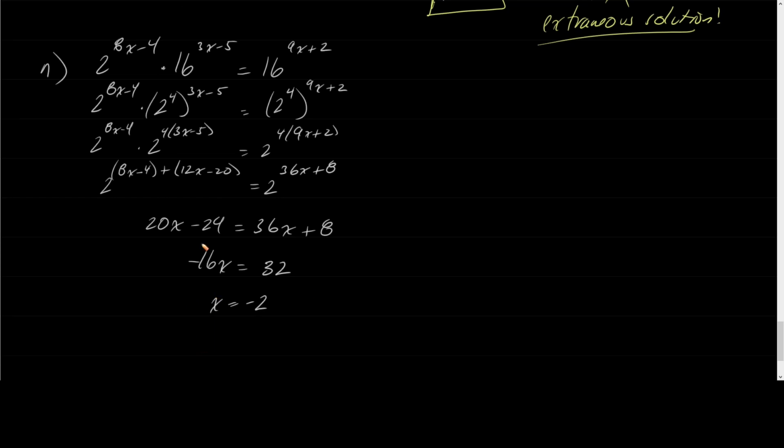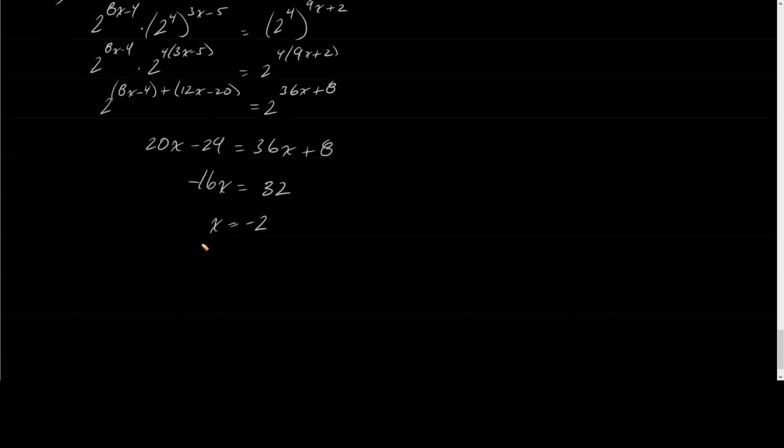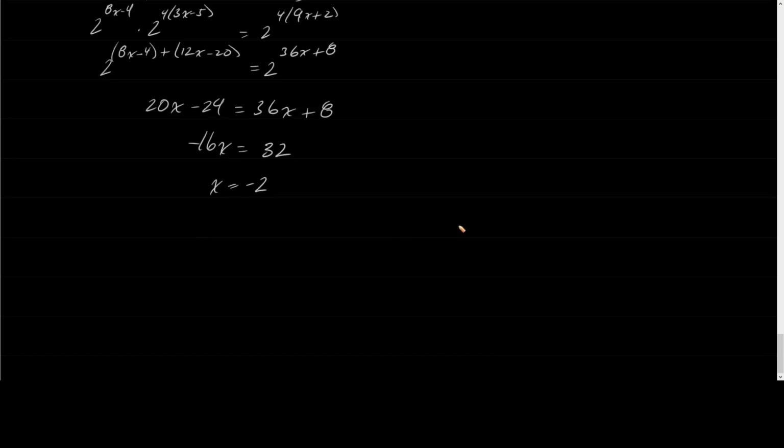Let's do another one kind of like this. So that was n. Let's say that I had 5 to the 6x plus 5 over 125 to the 3x minus 1 is equal to 5 to the negative 5x plus 2.